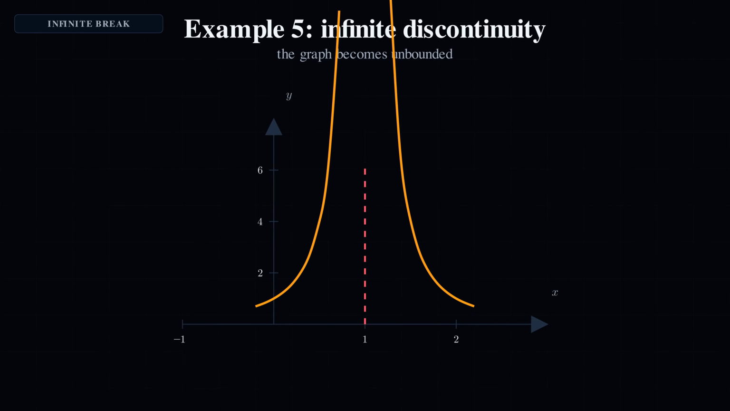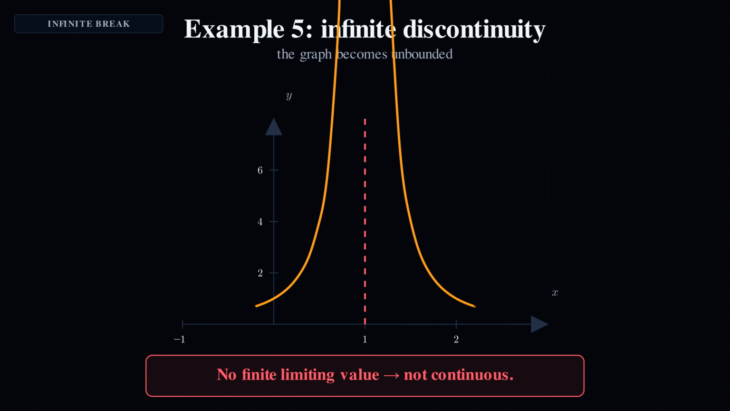Sometimes the graph breaks by shooting upward or downward. Near a vertical line, the outputs may grow without bound. The graph is not approaching a finite height, so the limit as an ordinary number does not exist. That means the function is not continuous there. This is called an infinite discontinuity because the graph becomes unbounded near the point.